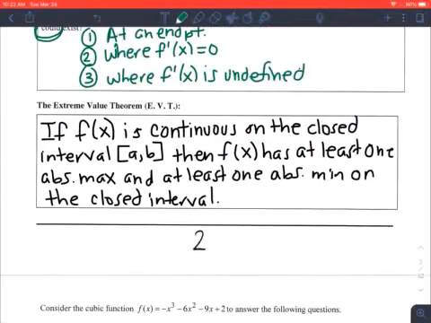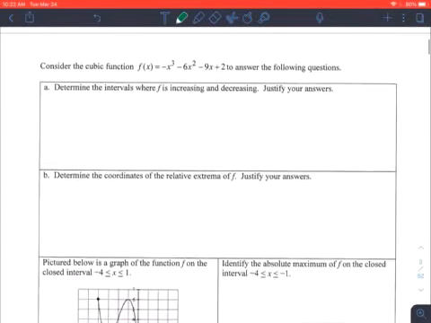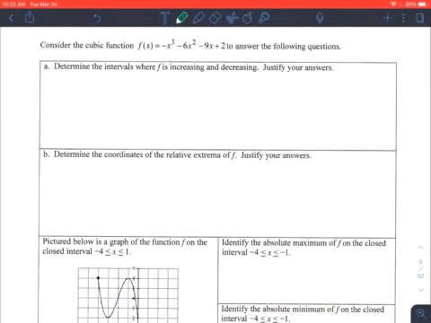Okay, then there's the definition of the extreme value theorem. You're welcome to read that. So we're going to look at this algebraically and graphically. And remember, increasing and decreasing is determined by the derivative. So that's what we're going to do first. We're going to take the derivative, and we're going to set it equal to 0.